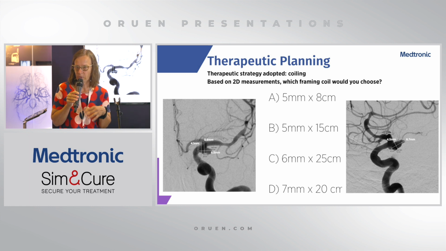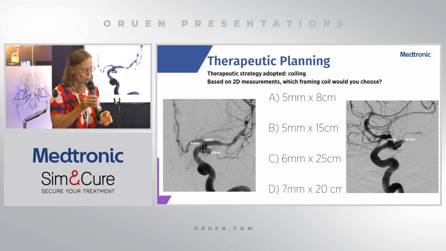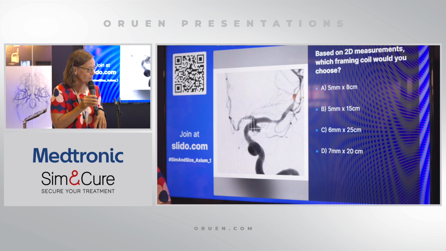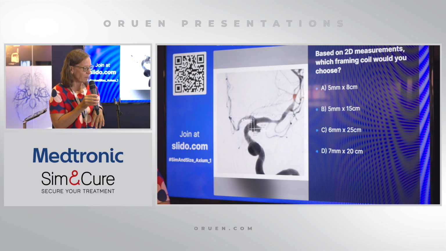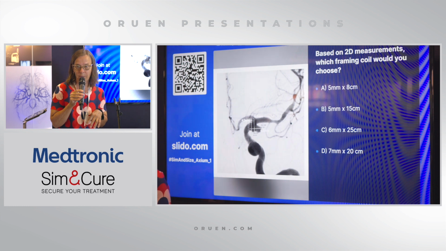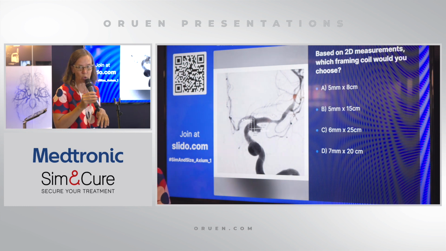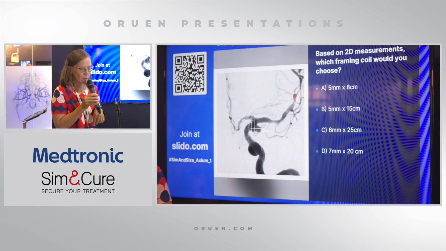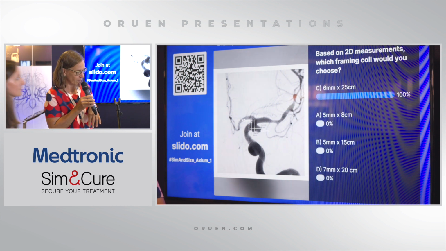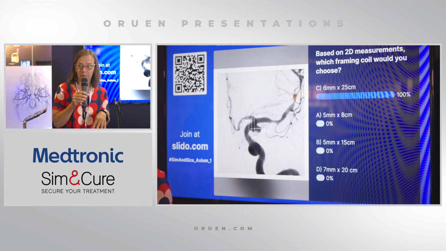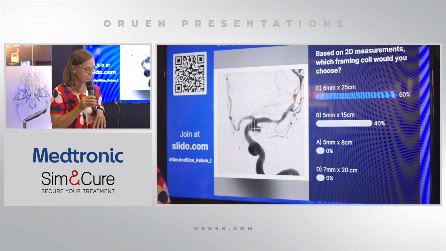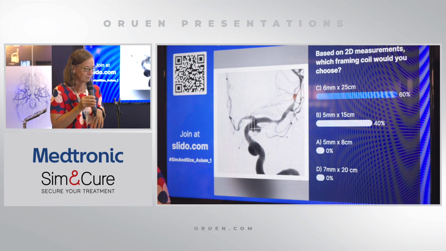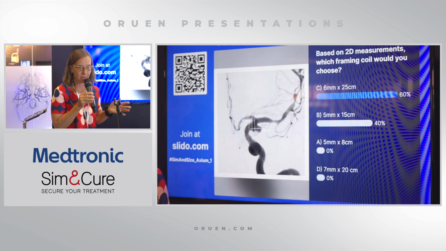And now, according to the 2D measurements, I would like you to choose the framing coil without the help of the simulation. So which coil would you take? 5 by 8, 5 by 15, 6 by 25, or 7 by 20? Good. Good choice. Okay, good options.